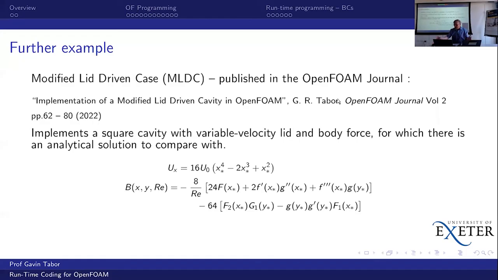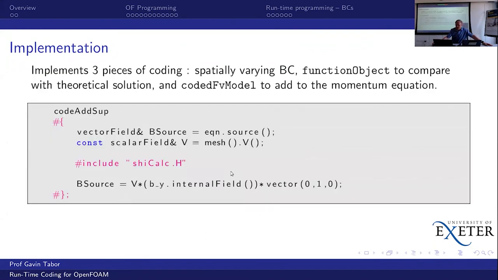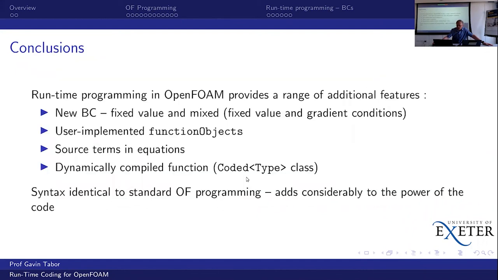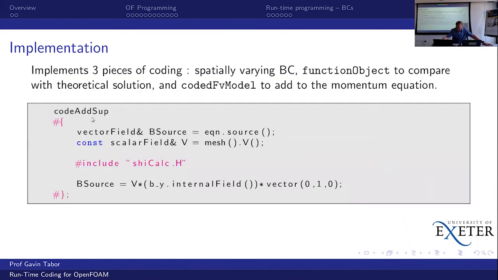So I've just provided the link, or rather the reference there, and a few details here. I've put in the spatially varying boundary condition there, for example. Oh, sorry, this is the coded FE model to add to the momentum equation here. Actually, there's an include here. It's actually a lot larger. There are about 20 lines of code going in there, which I needed in several places, so I put them in a header file there.